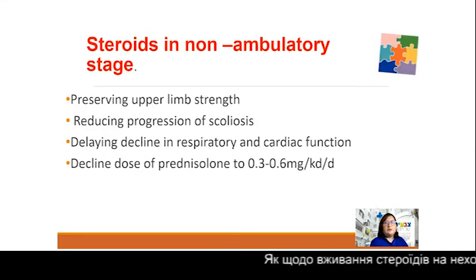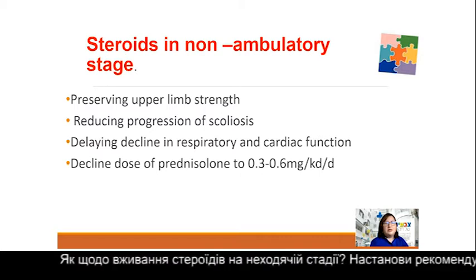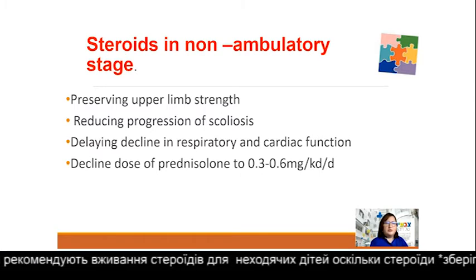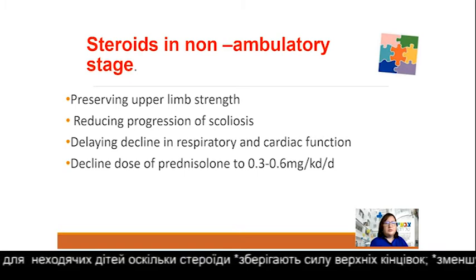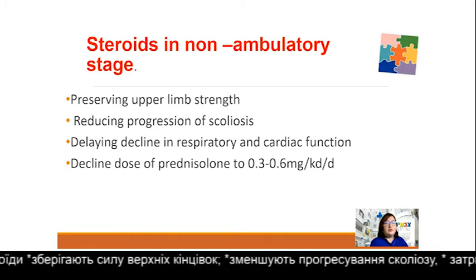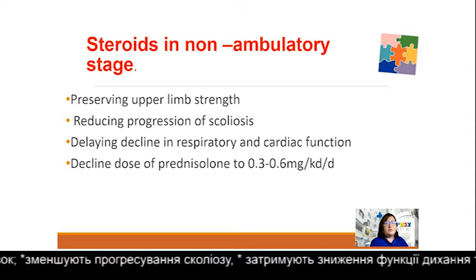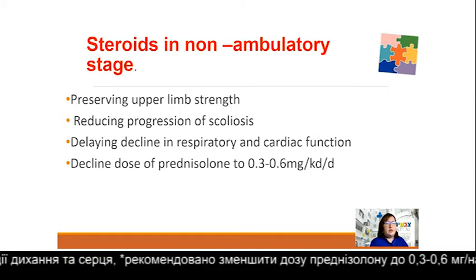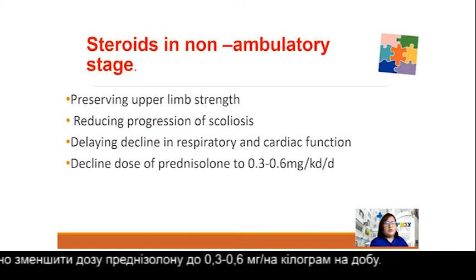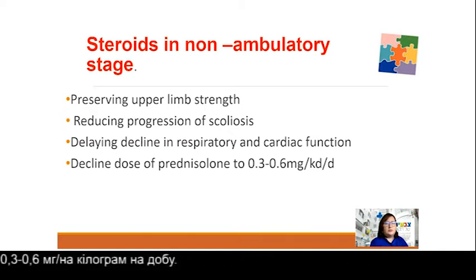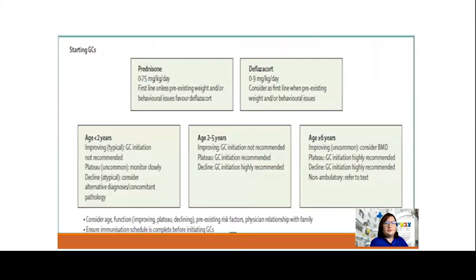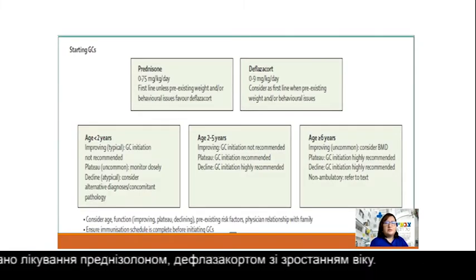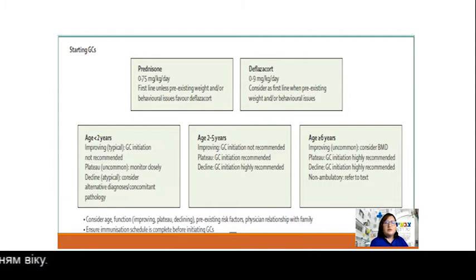What about steroids in non-ambulatory children? The guidelines recommend continued treatment in the non-ambulatory stage because steroids preserve function of the upper limbs, reduce progression of scoliosis, and delay decline in respiratory and cardiac function. It may be recommended to decrease the dose of prednisolone to 0.3 to 0.6 milligram per kilogram per day. This slide summarizes treatment with prednisolone and deflazacort by age.